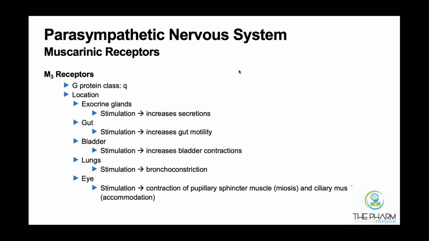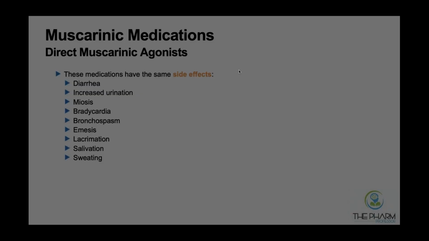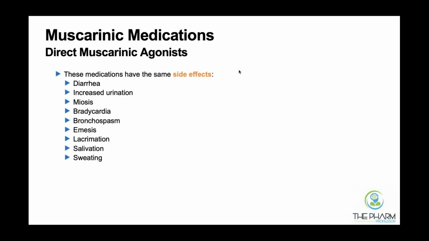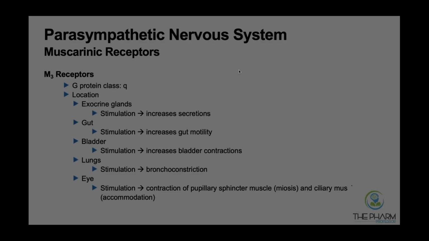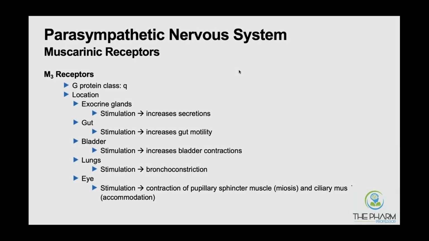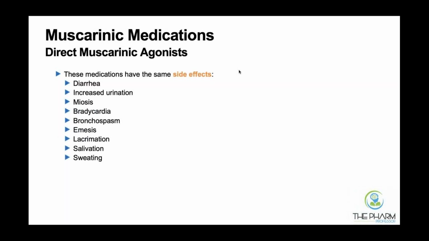But if you look at medications in this category, you will notice that they all have similar side effects: diarrhea, increased urination, meiosis, bradycardia, bronchospasm, emesis, lacrimation, salivation, sweating. If you look at the comparison, these side effects are simply what we talked about earlier, what these receptors actually do. So side effects of these muscarinic medications, these cholinergic drugs or direct muscarinic agonists, are going to be very similar because they're going to stimulate that M3 receptor that we just talked about.